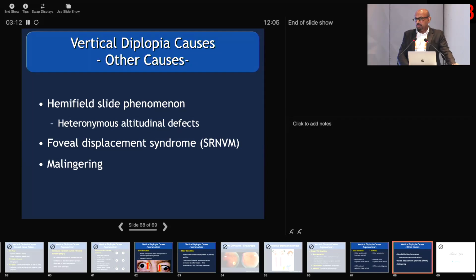So we covered ptosis and diplopia, where we spoke about myasthenia, and as I said, myasthenia would be in the differential of any patient who has an acquired ptosis or even acquired diplopia. A patient can present with vertical diplopia in myasthenia or thyroid disease as well.